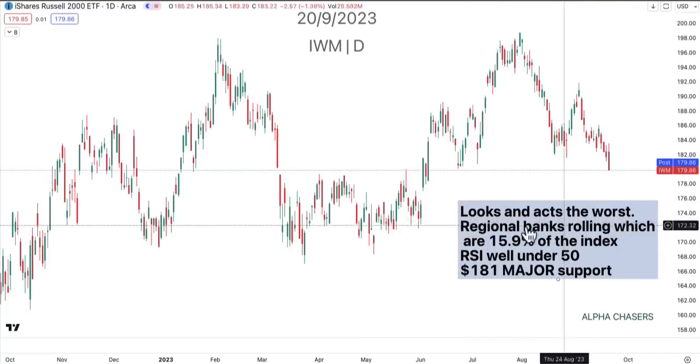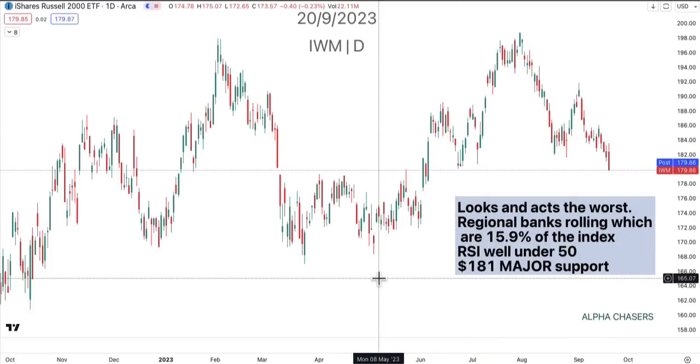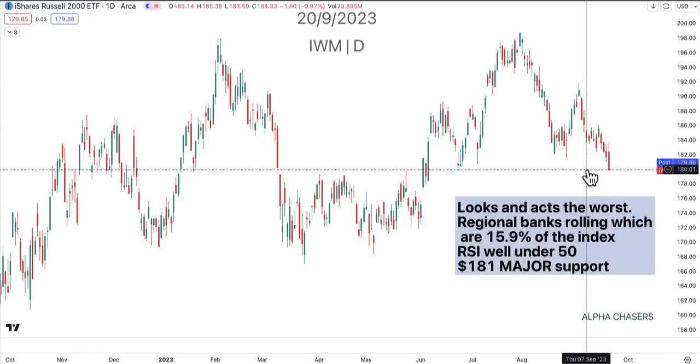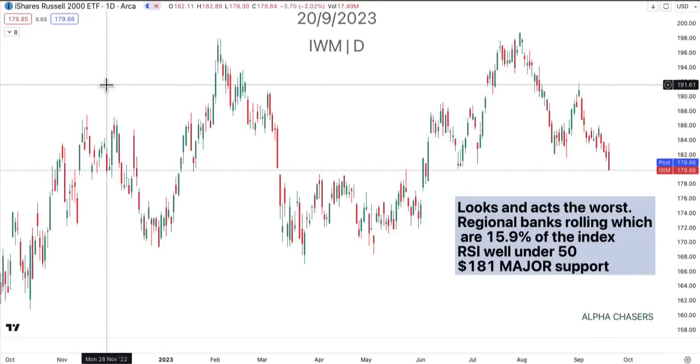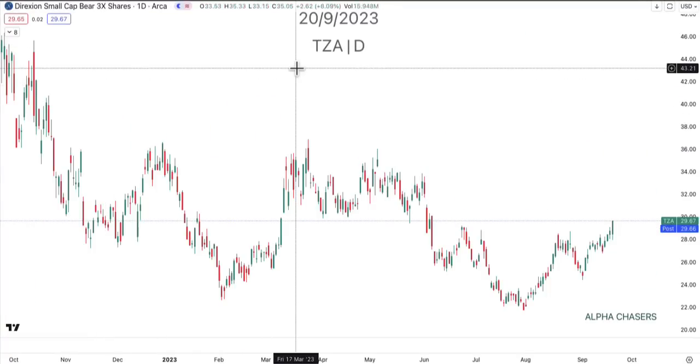So it looks and acts the worst. This is what I put in yesterday's newsletter for our community. It's 15.9% are either regional banks or regional bank kind of names. I mean, you're cracking here. You broke 180. So one of the first names that you should be looking at tomorrow, in my opinion, is going to be something like TZA.